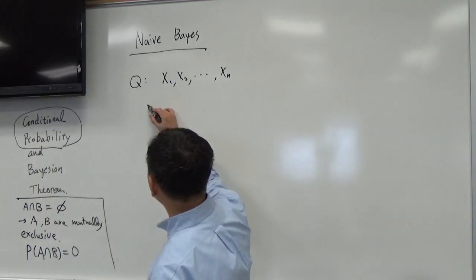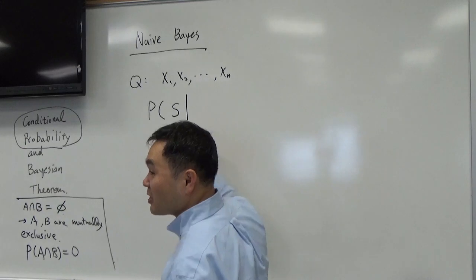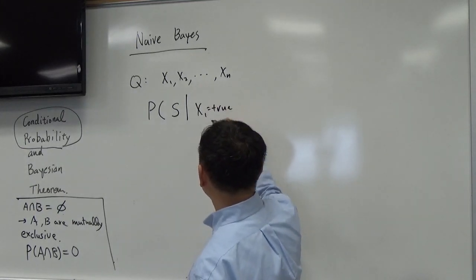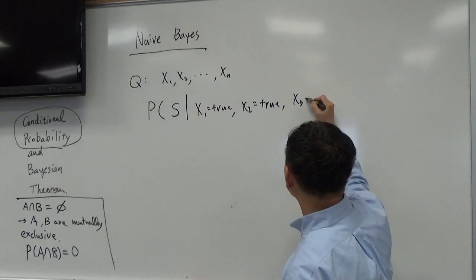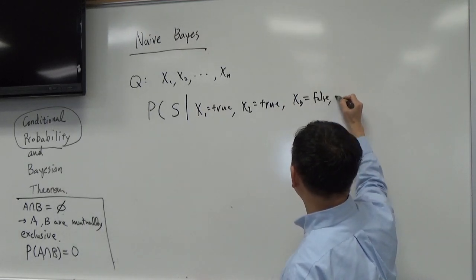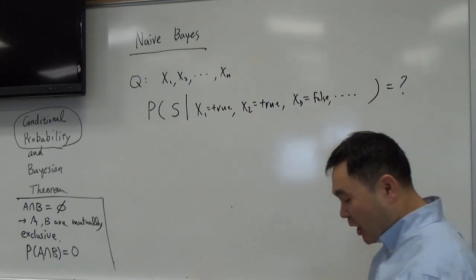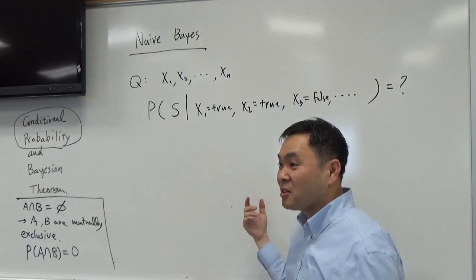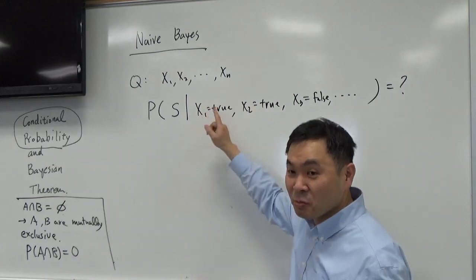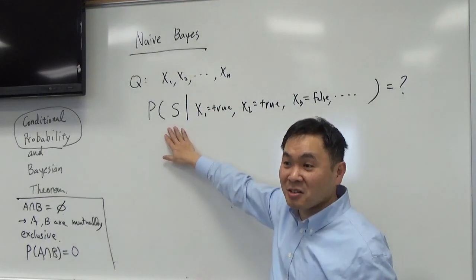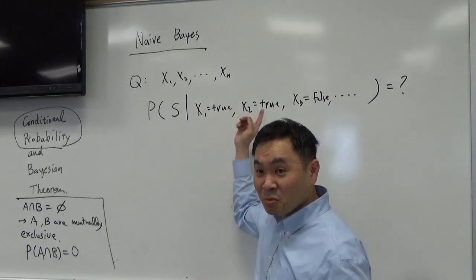Now the question is, what's the probability of some email being a spam if you know that X1 is true? Yeah, you do see million, and you do see dollars. You don't see princess anywhere, so this could be false, and so on. That's the question we're trying to answer. If you have an email and a list of words, and you look at whether each word is present or not, is this a spam or not? That's the probability. But you see that this is a conditional probability.